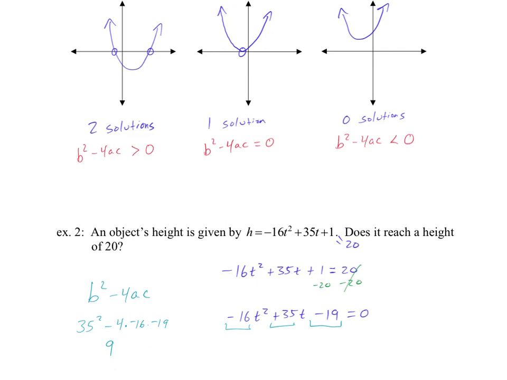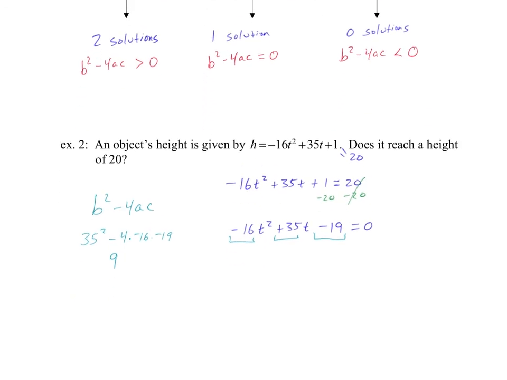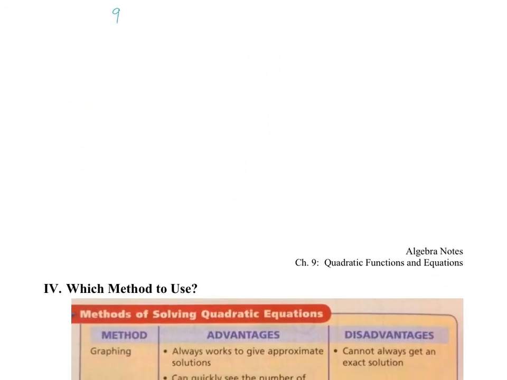So it's clearly in this first category, it's a positive number, so we know this object is going to go up past that height of 20, go a little bit higher, and then come back down. So that's pretty much it.